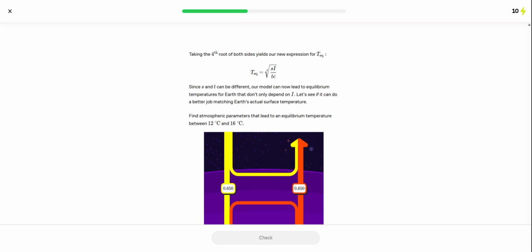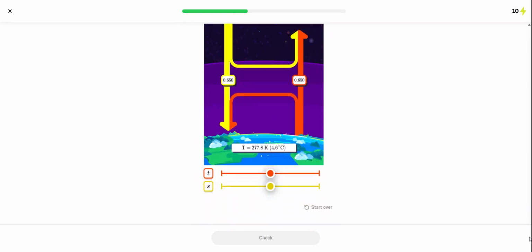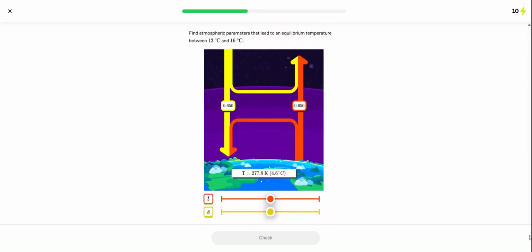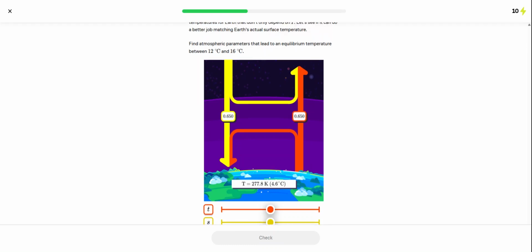Since S and T can be different, our model can now lead to equilibrium temperatures for Earth that don't only depend on I. Let's see if it can do a better job matching the Earth's actual surface temperature. Find atmospheric parameters that lead to an equilibrium temperature between 12 and 16 degrees Celsius. Wait, I need to scroll down like this. 12 to 16. Equilibrium temperature. What does that mean?